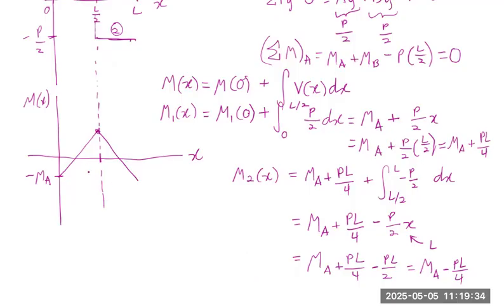So how to understand this is that basically we end up at the same position. Because MA plus PL over 4 is MA and then we go up by PL over 4. And then here we subtract the PL over 4, so we go down by PL over 4. I'm sorry, this is supposed to be vertical.